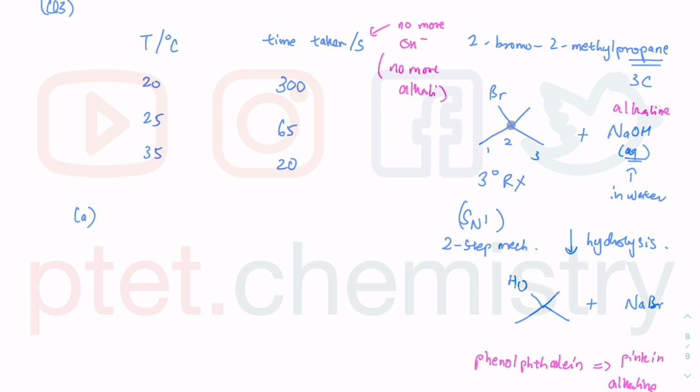Okay, so this is the time taken for the pink color to disappear. So going back to the original question, part A, what is meant by the rate of reactions? Rate of reactions is referring to the change in the amount of a substance over change in time. So it's actually the gradient.